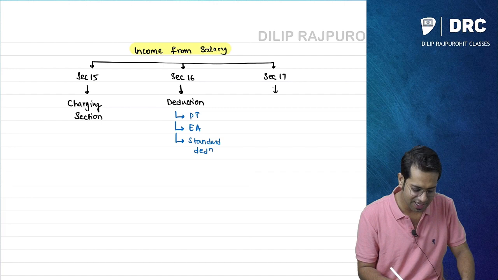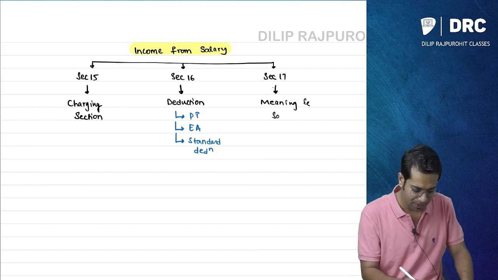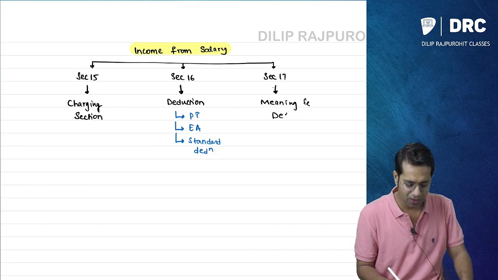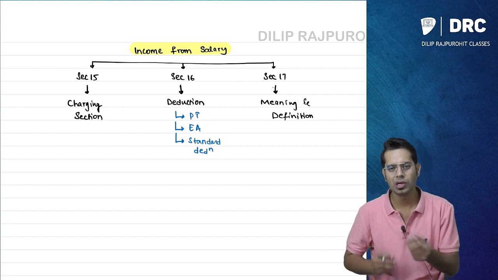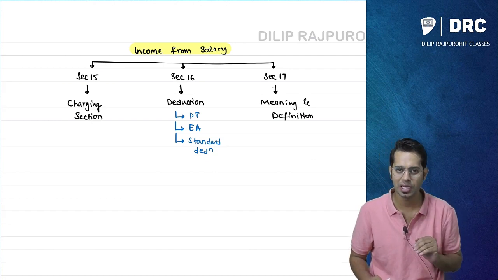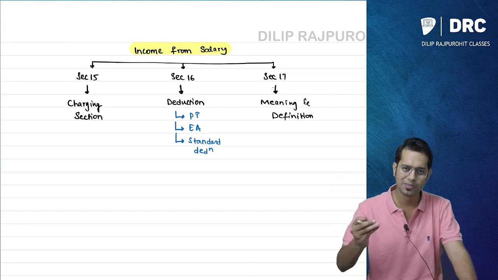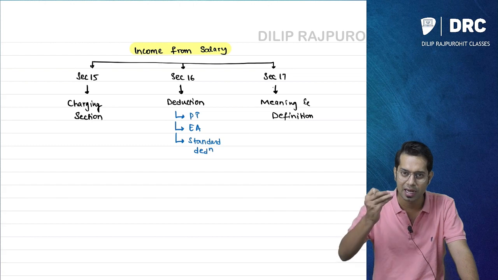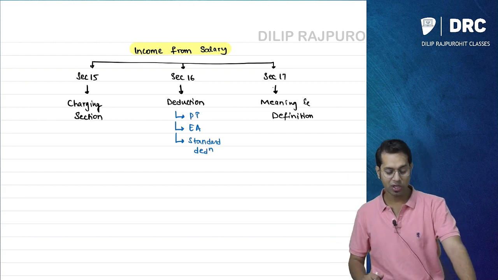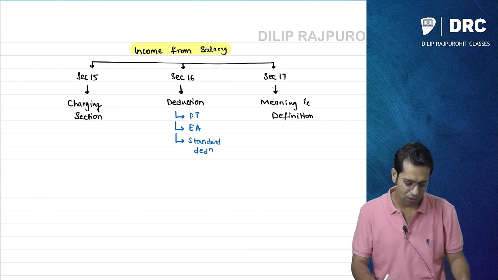Then we have section 17. Section 17 gives you the meaning and definition of salary. What do you mean by salary? Is salary only the monthly salary which you are getting, or is wage treated as salary? Is the overtime amount which you are getting also treated as salary? Is bonus treated as salary? Is gratuity treated as salary? Is pension treated as salary? That is what is told by section 17. It is giving you the meaning of salary.